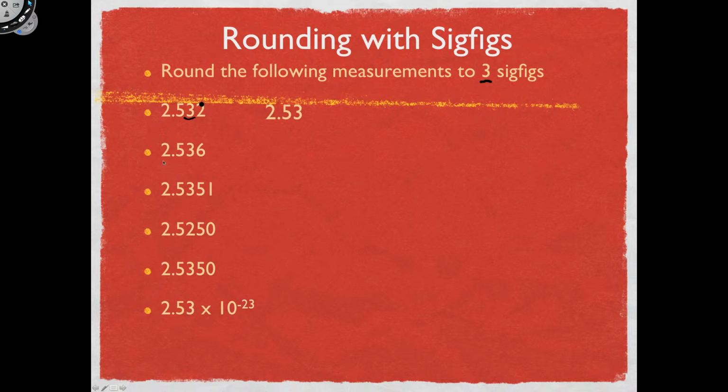2.53. So that's our answer rounded to 3 sig figs. In the second one, we see 2.536. So again, we're going to round it to 3 sig figs. We count 1, 2, 3. Kind of underline that 3. Next to that 3 is a 6. If the number past the digit that you're rounding is greater than 5, then you round that last digit up. So 2.536 rounds to 2.54.